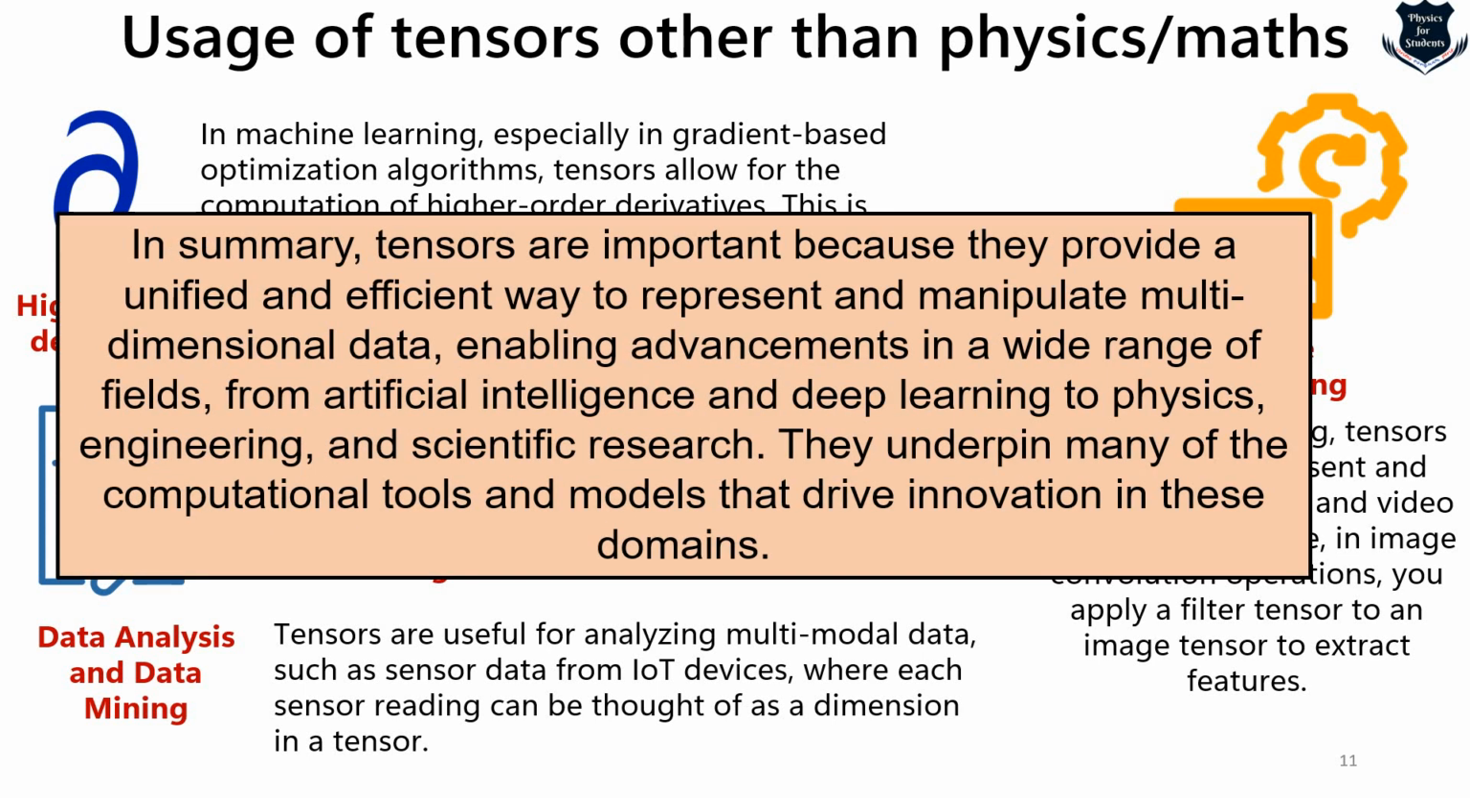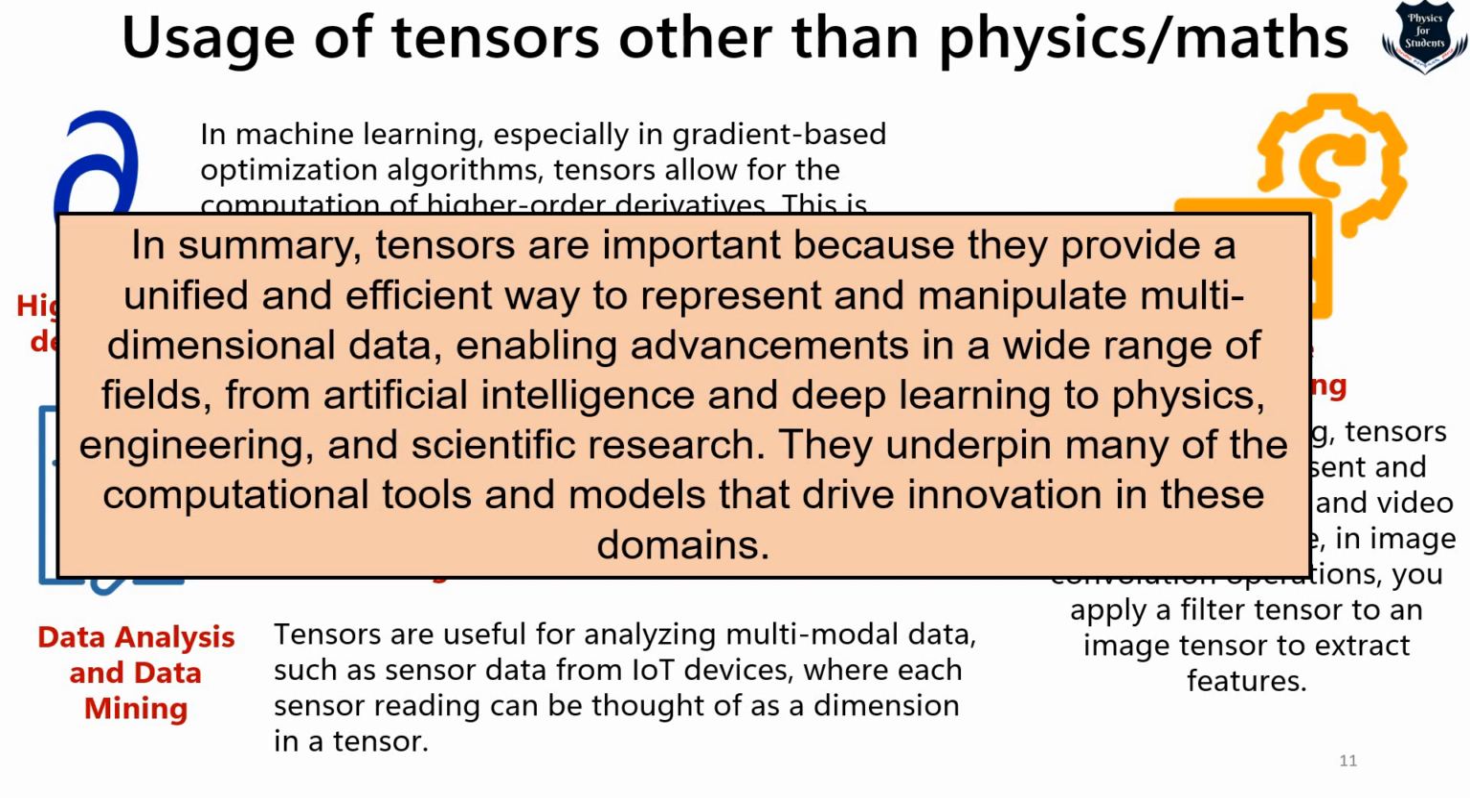Having said this, we can summarize that tensors are important. The reason is simple: they provide a unified and efficient way to handle multi-dimensional data in image processing, in computing, in neural networks, in any simulation. They enable advancements in a wide range of fields, from AI and deep learning to physics, engineering, and scientific research. They underpin many of the computational tools and models and help innovate in those domains. So starting from computer processing, data management, deep learning, higher order derivatives, to climate modeling, everything uses tensors. The basic reason is that they help us store data coming from many different avenues in a unified, efficient and simple manner.